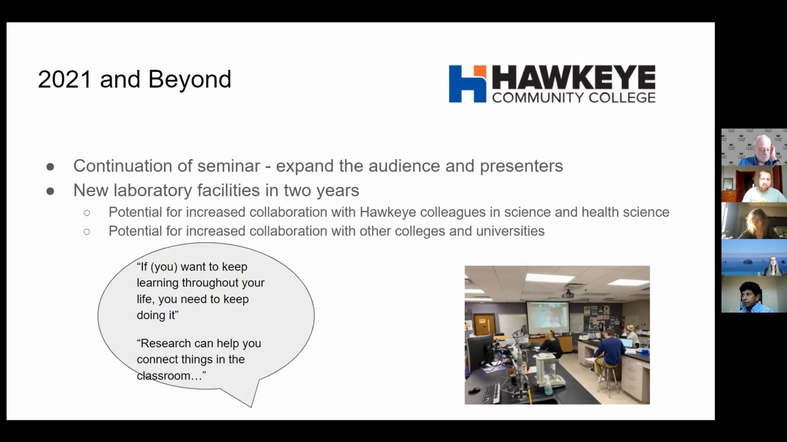And then when we get in our new facility 2 years from now, then we'll be able to do some new activities. And that includes collaborations with you and I and other colleges, and also my colleagues in the health sciences, because we'll have this new collaborative building where our science faculty and health science faculty, we're going to be all together. And so we have a lot of potential for what we can do in the future, and I'm excited about that.